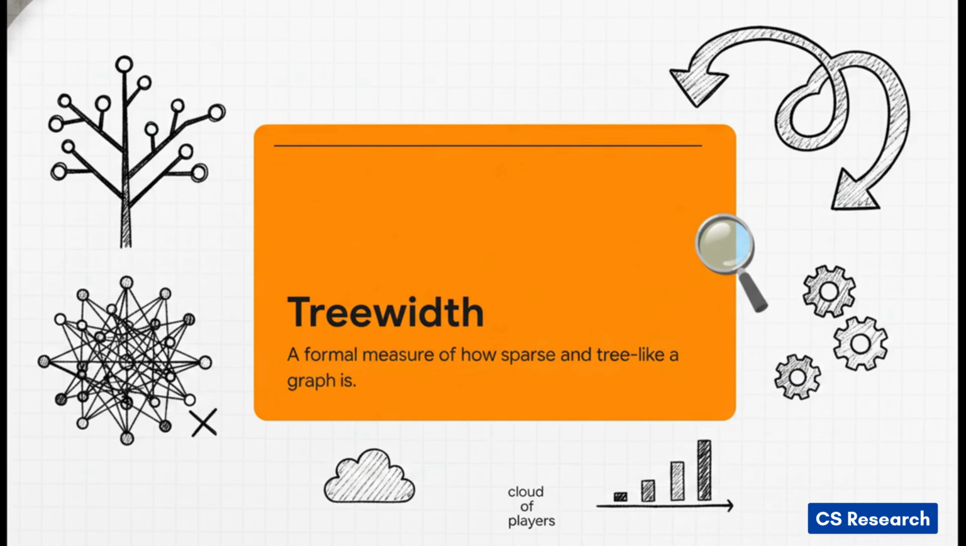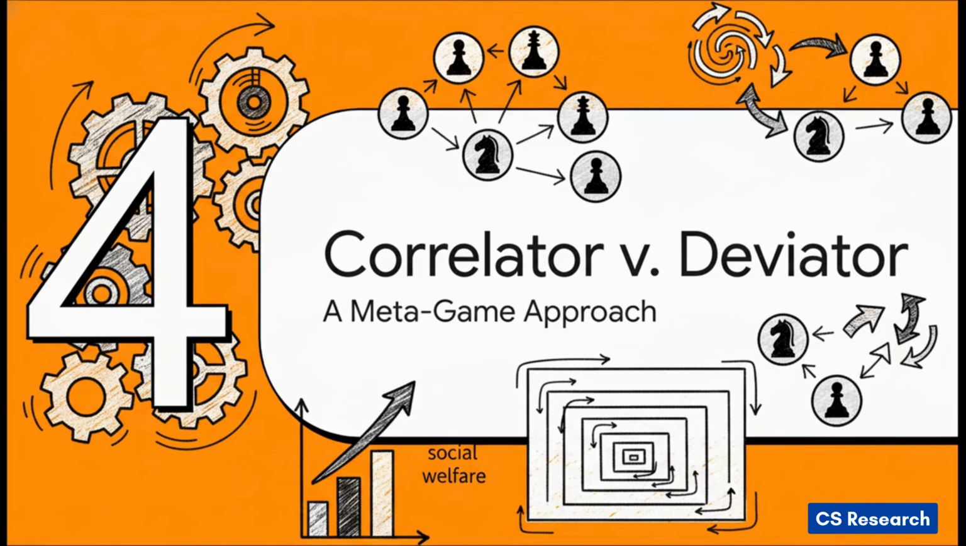Instead, it scales exponentially based specifically on this tree width barrier. So if your social web can be broken into neat little tree branches, you can solve it efficiently, literally no matter how many total players there are. Let's transition over to Section 4, the correlator versus deviator.